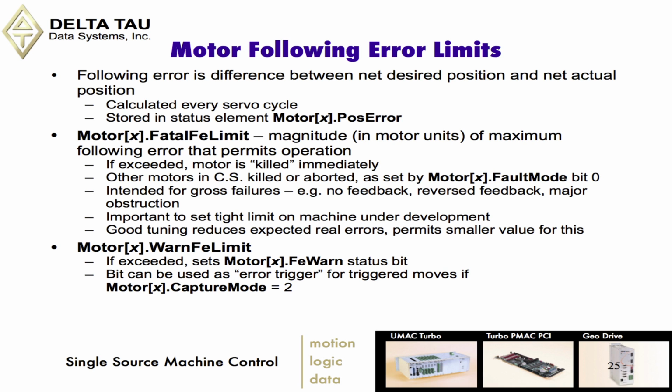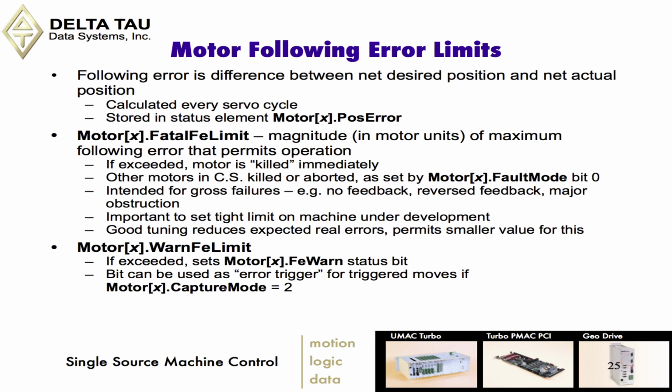So for following error limits, there's Motor[x].FatalFELimit. This is in the magnitude of motor units, so whatever you have your motor unit set up to, depending on your motor scale factor and your encoder conversion table scale factor. The motor is killed. If this happens, the motor is killed immediately. Other motors in the coordinate system may be killed or aborted as set by the Motor[x].FaultMode. We'll talk about that a little bit later.